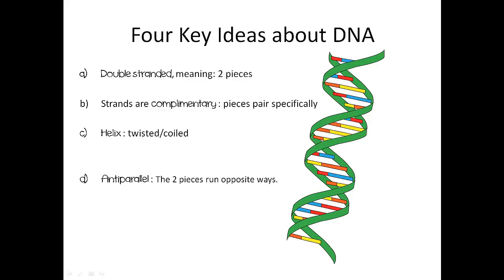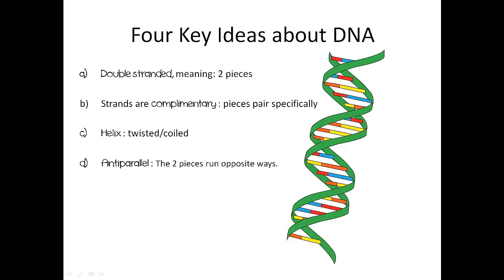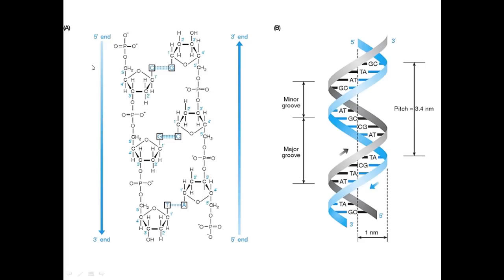And the 4th key idea about DNA is that it's antiparallel. The 2 strands actually run in opposite directions. In my next picture here, you can see that one end is called the 5' end, the other end is called the 3'. This left strand runs 5 to 3, the opposite side runs 3 to 5. They run in opposite directions.